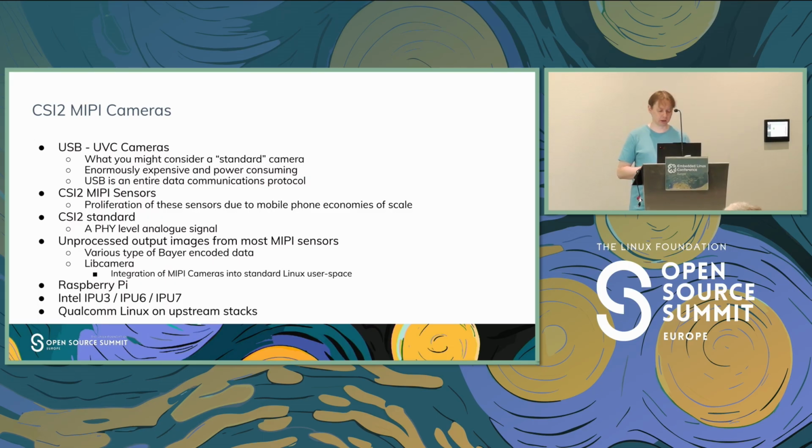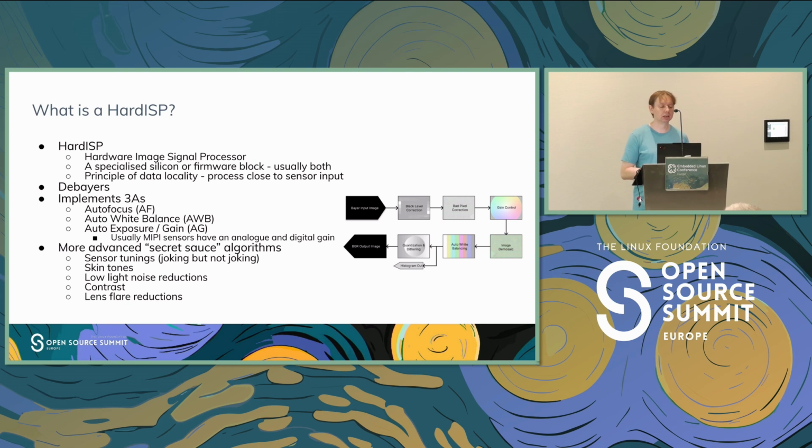So let's first take a look at what a hardware ISP does. A hardware ISP is a dedicated processor, image signal processor, specifically for camera stuff. So it has a bunch of things hardwired in ASIC, so it can do things very power efficiently. It debayers. It also implements, the slide is a bit off, it says it implements the 3As, but it implements helpers to do the 3As. The 3As are very important for your image quality.